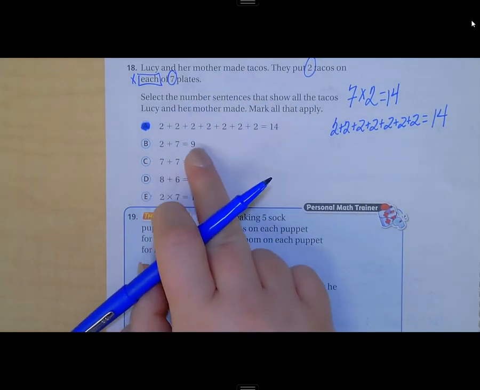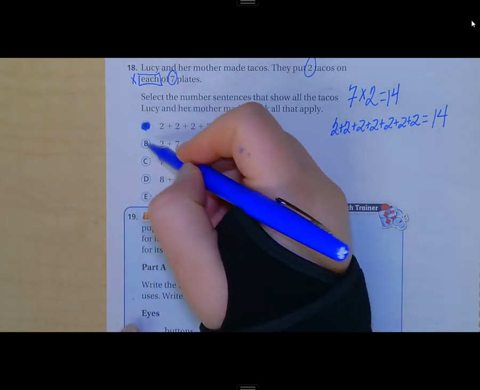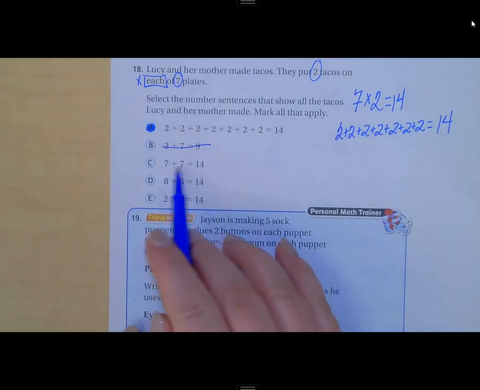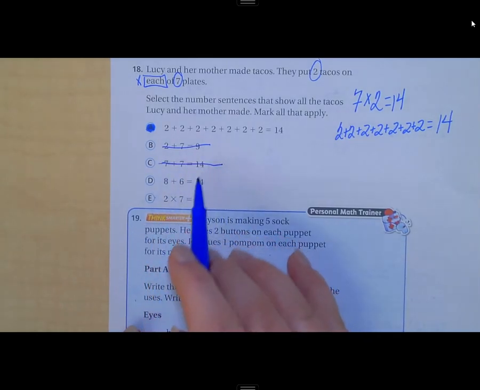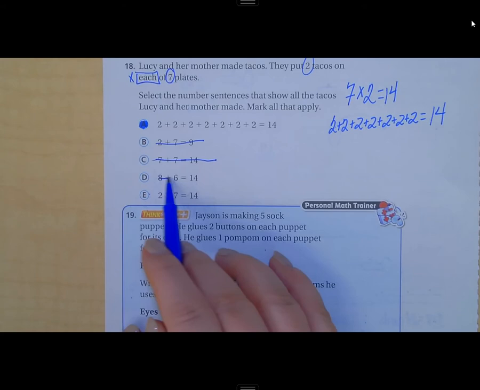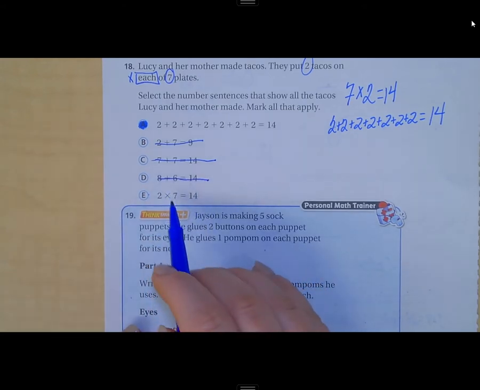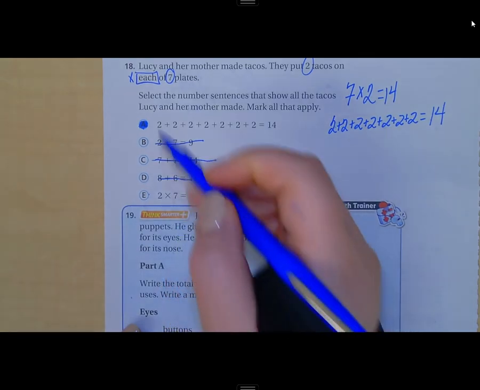What about 2 plus 7 equals 9? No, we're not adding. No. 7 plus 7 equals 14. No. 8 plus 6 equals 14. No. 2 times 7 equals 14. Yes.